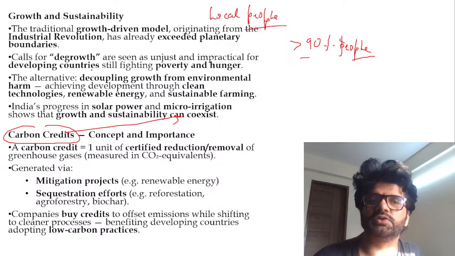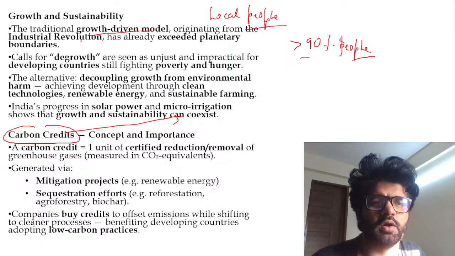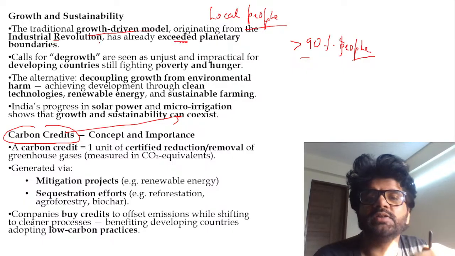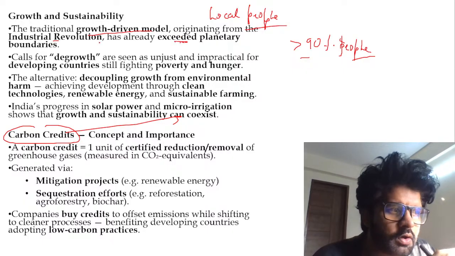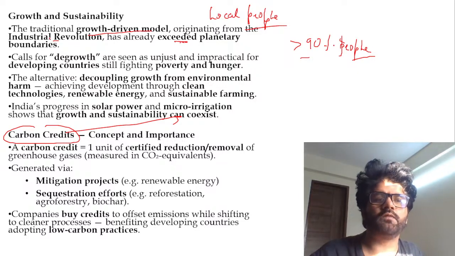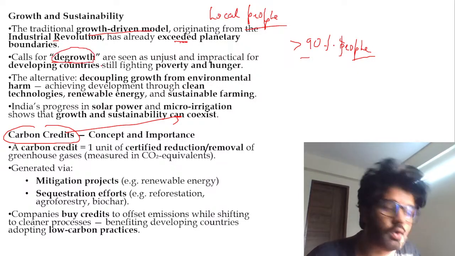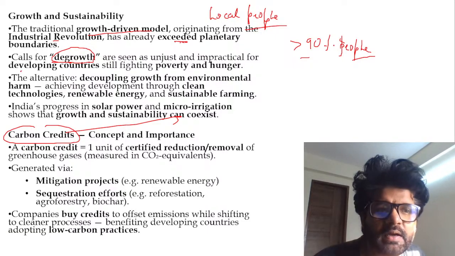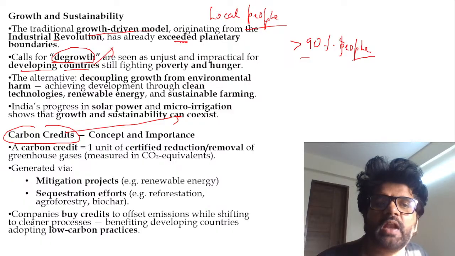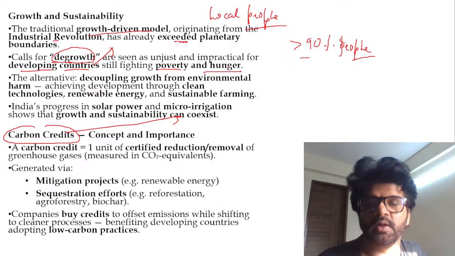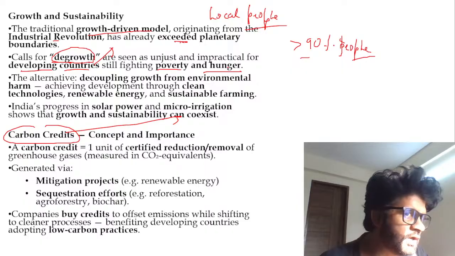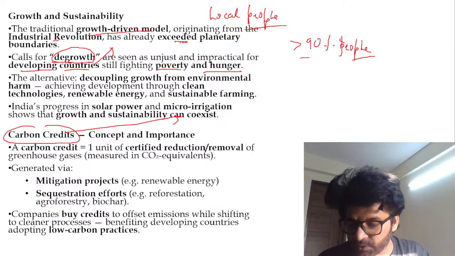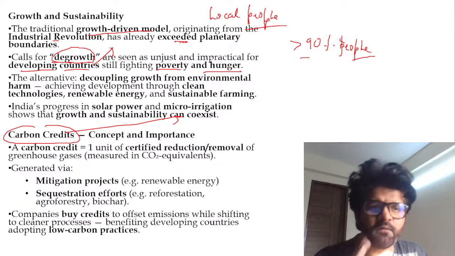First of all, this editorial is saying that the growth-driven model originating from the industrial revolution has already exceeded planetary boundaries because it has created a lot of stress, a lot of carbon emissions. So now there is a call for degrowth. We don't want growth because this growth has come at a very big cost. But developing countries like India say, no, we still have to develop. There is poverty, there is hunger, SDG 1 and 2, we have to take care of that. We cannot achieve these SDGs by 2030 if we are not focusing on development. So development is very important.